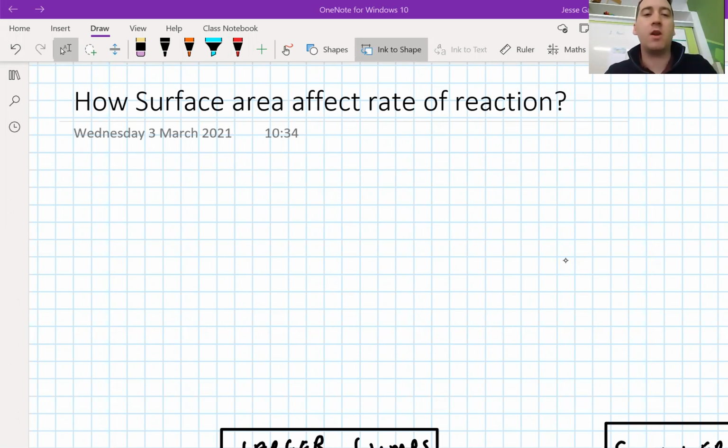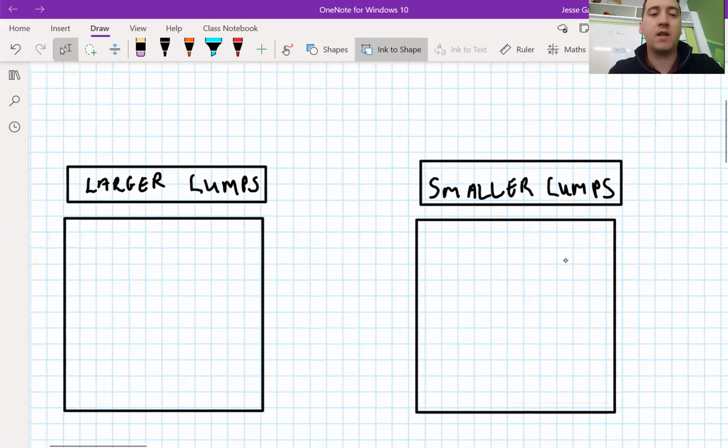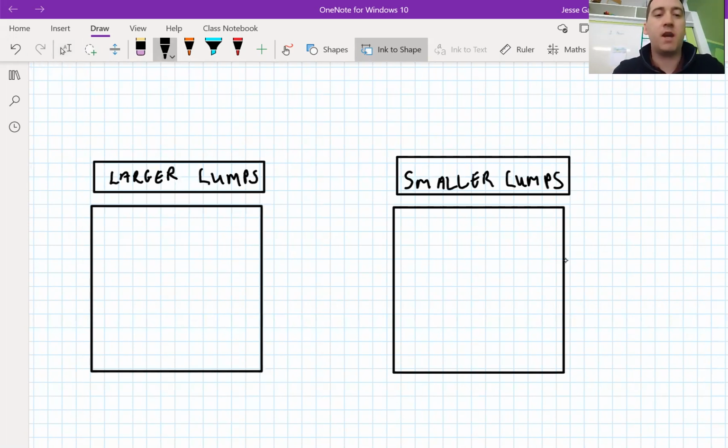Okay, in today's video, we're going to be looking at the question, how surface area affects the rate of reaction. And before we can understand this, we must first understand what surface area is. Here are two containers, where the one on the left has larger lumps and the one on the right has smaller lumps. And what do I mean?